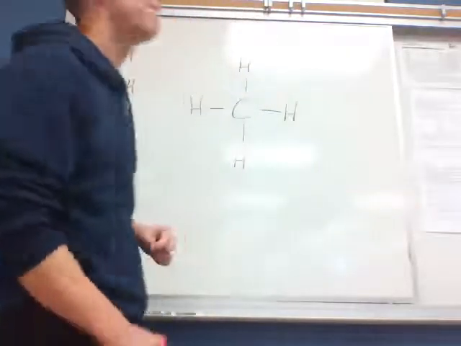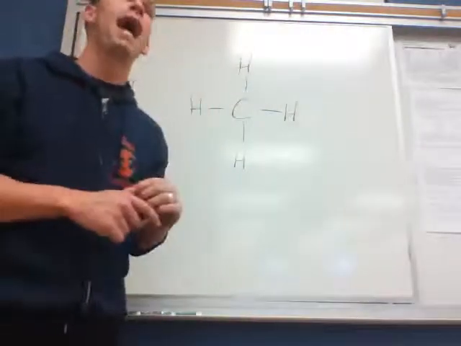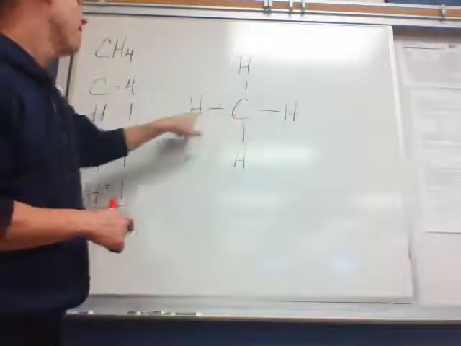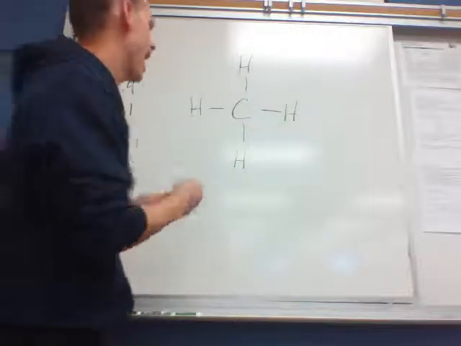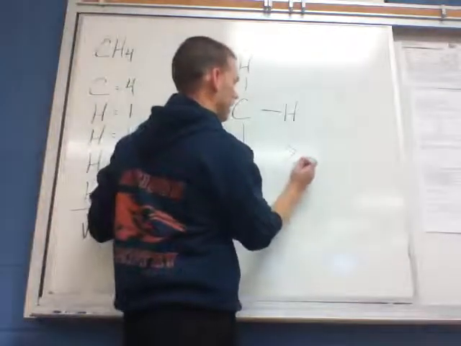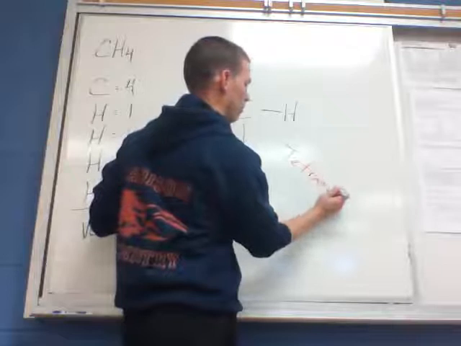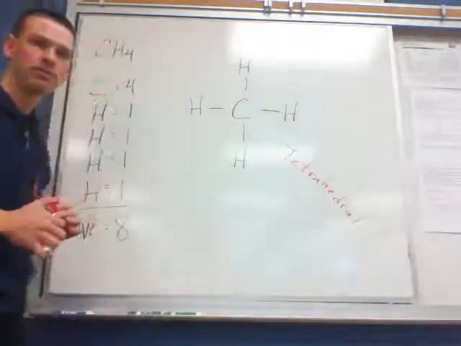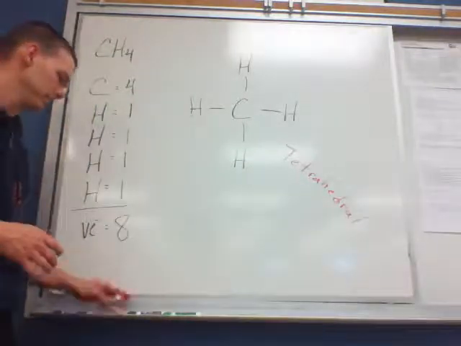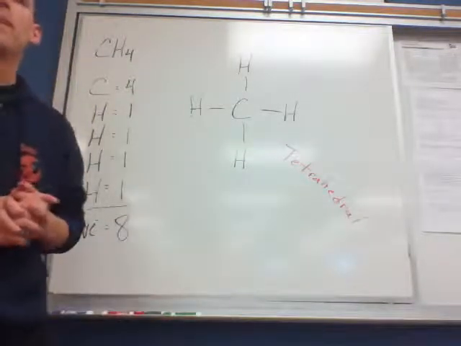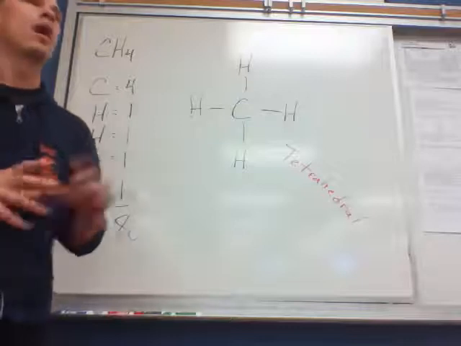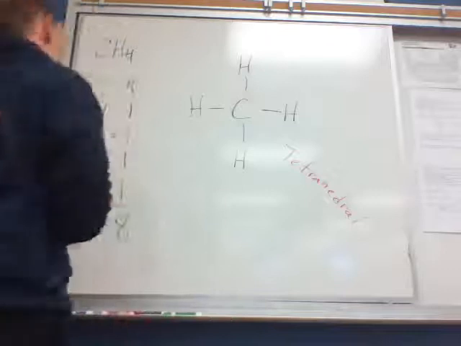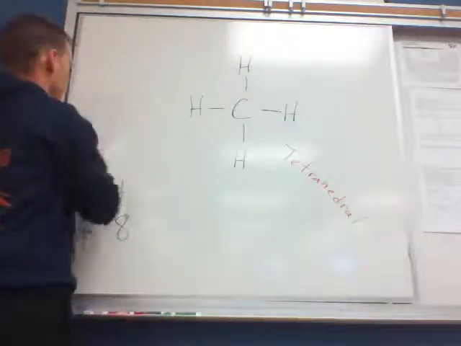Tetrahedral is a central atom bonded to 4 other atoms. Does that look good here? A central atom bonded to 4 other atoms. This is a tetrahedral shape. So there's our rocky first example. Now you'll start to see how this works. Let's do another one.